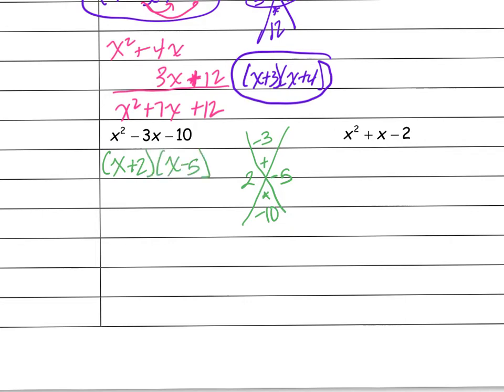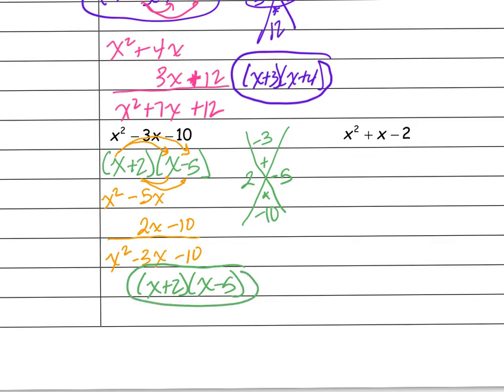And we're just going to check this so you guys can see that it's correct. So x times x is x squared, and x times negative 5 is negative 5x, and 2 times x is 2x, and 2 times negative 5 is negative 10. So I've got x squared minus 3x minus 10, and there's my original equation. So my answer for this is x plus 2 times x minus 5.